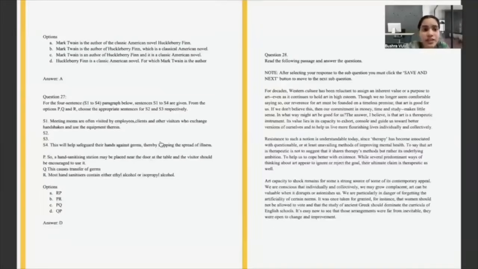Mark Twain is an author of classic American novel Huckleberry Finn. Yes, very much suitable. Mark Twain is the author of Huckleberry Finn, which is a classic American novel. Yeah, that's also fine. Mark Twain is an author, Huckleberry Finn, and it's a classic novel. Okay, that's also fine. Huckleberry Finn is a classic novel for which Mark Twain is the author. The last one is grammatically slightly incorrect because it is more informal. Out of all the options, 1, 2, and 3 are meaningful, but the best suited is option A. Okay, let's move to question number 27.